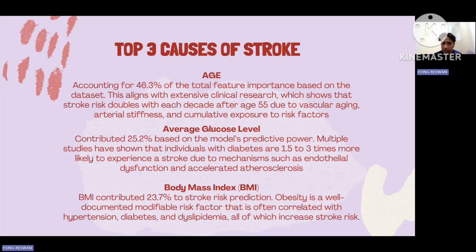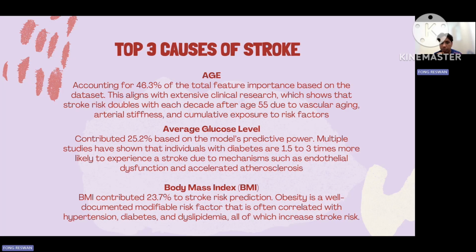The second one is average glucose level, which contributed 25.2% based on the model's predictive power. Multiple studies have also shown that individuals with diabetes are 1.5 to 3 times more likely to experience a stroke due to mechanisms such as endothelial dysfunction and accelerated atherosclerosis.